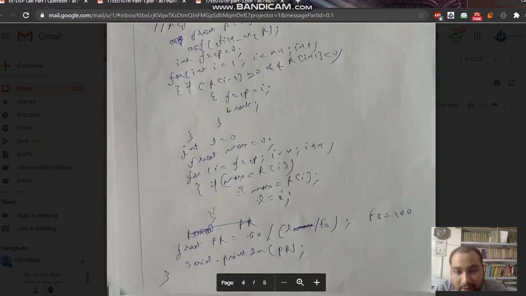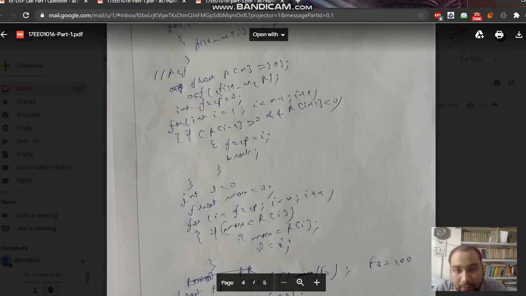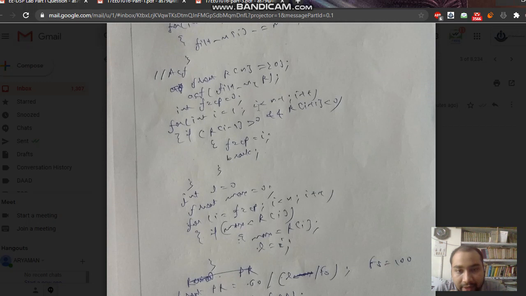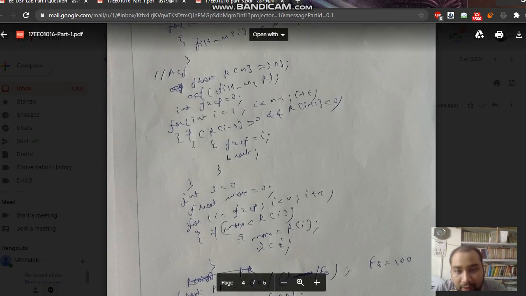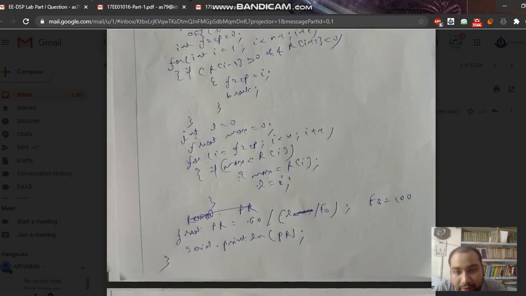After that we find the first zero crossing point. To get the first zero crossing point, we check that the left point and right point are of opposite polarity. Basically, the left point should be positive and the right point should be negative. Then we get the zero crossing point. I will show you in the graphs how it will be.